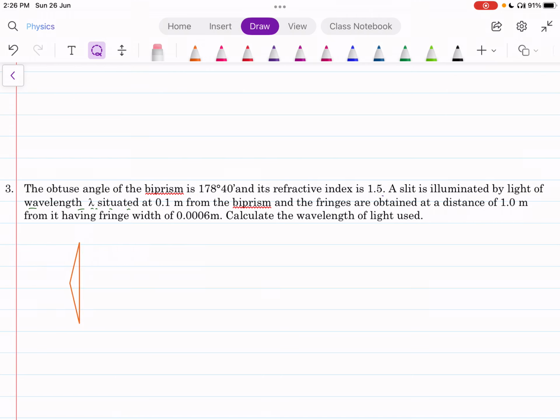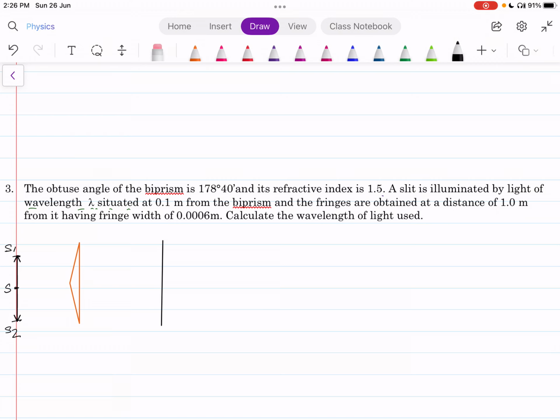So here is the biprism. Here is the screen, and here is the source, S1 and S2. What is given? Let's write what is given.